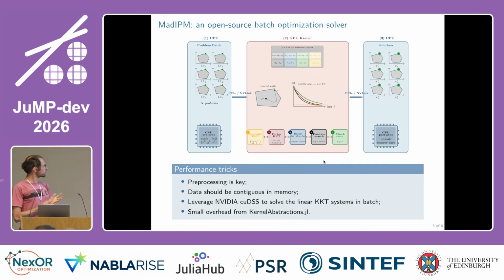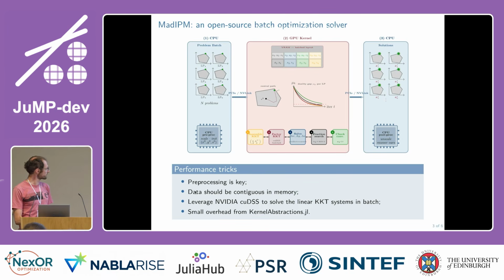So a few discussions on how to get a performant solver on the GPU. Of course, pre-processing is key, but it's also the case on the CPU, right? You have to scale the problem appropriately. You have to do some heavy pre-processing before, because otherwise the IPM just won't converge at all. So we have different algorithms for the pre-processing. I mean, we are using an open source package for pre-processing for LPs.